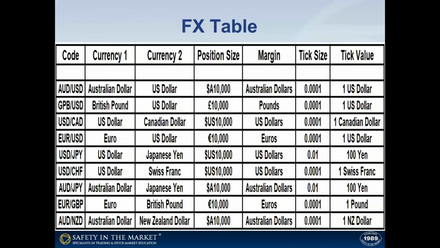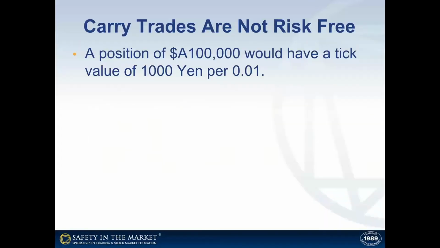If we look at this FX table over here, we can see at the bottom the Aussie dollar Japanese yen for a 10,000 Aussie dollar position. The tick size is 0.01, and the tick value, every 0.01 or every 1 point, is worth 100 yen. Now, keep in mind, we're looking at a $100,000 position, so we'd be looking at 1,000 yen for every tick movement. So a position of $100,000 would have a tick value of 1,000 yen per 0.01 movement.